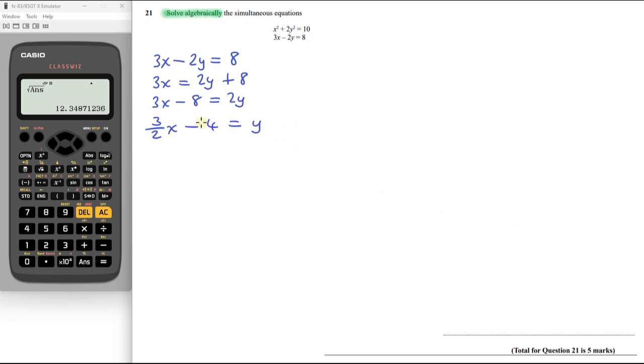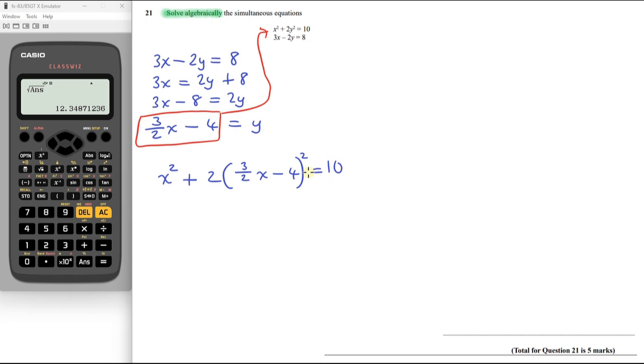So now we've got y on its own. I can substitute this expression for y into my quadratic equation. So what have we got? We've got x squared plus 2 times y squared. Well, instead of writing y, we can write all of this. So it's going to be 3 over 2 x minus 4, and then all of that squared, and that is equal to 10. So let's work out what this is first of all.